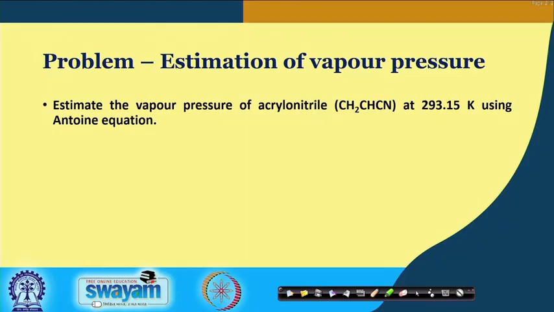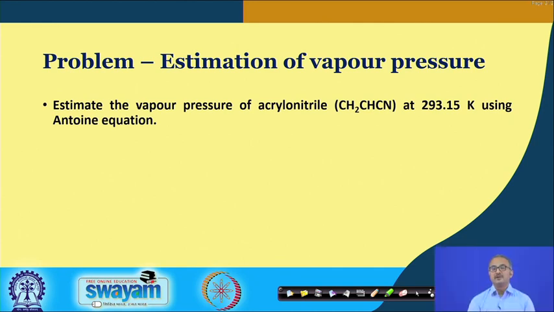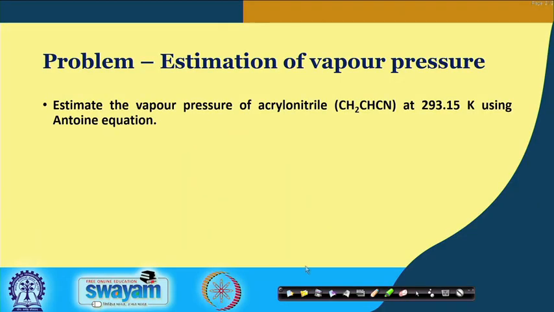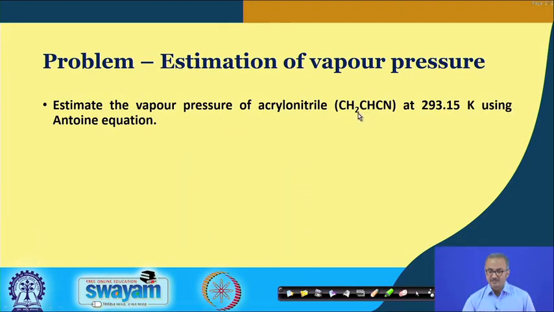Next, we come to another important parameter, that is the vapor pressure of a liquid, and you know that vapor pressure decides how easy or difficult it will be for a liquid to vaporize. So, here we have a liquid, acrylonitrile, with this formula, for which we have to find out the vapor pressure at this particular temperature, and you know that vapor pressure is a function of temperature.